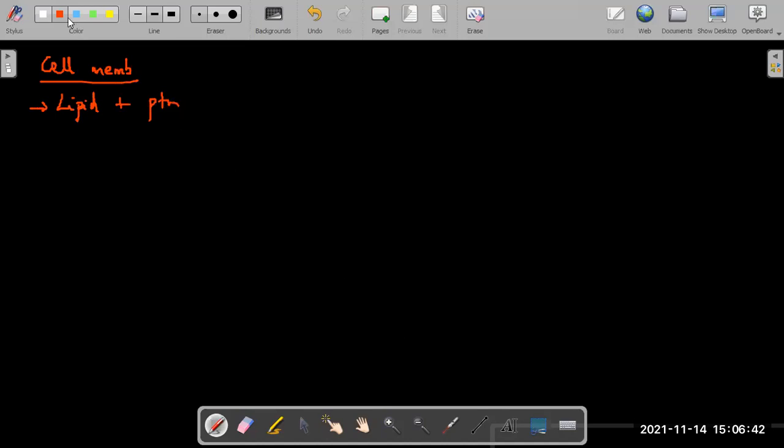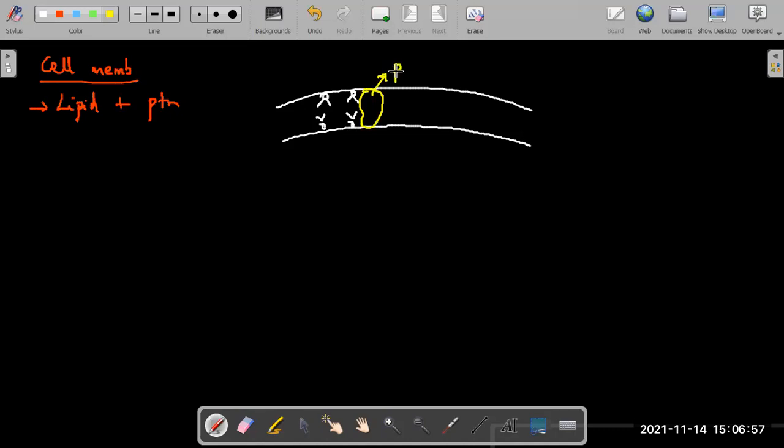Now I'm drawing out a lipid layer for you. For example, if this is my cell membrane, they always have a lipid layer, a lipid bilayer basically, and in between are sandwiched your proteins. So basically it is made up of proteins, PTN, and they're made up of lipids. So these are your lipids.